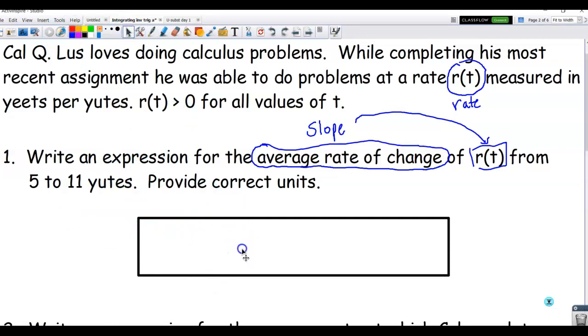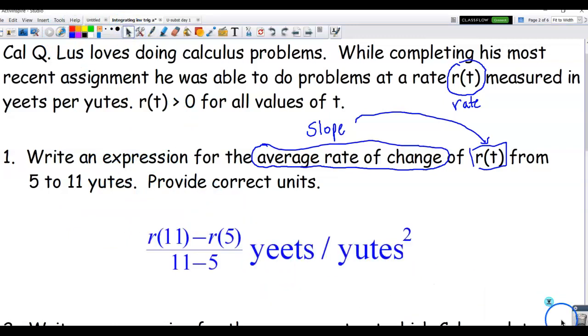So what our expression should look like is a difference quotient, the rate at 11 minus the rate at 5 over 11 minus 5. Look carefully at the units. The units are yeats per utes squared. Why are the units yeats per utes squared? Well, let's take apart what we wrote. So in the numerator, R is already measured in, according to the prompt, yeats per utes.